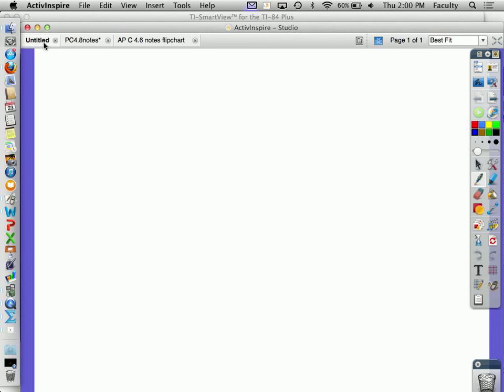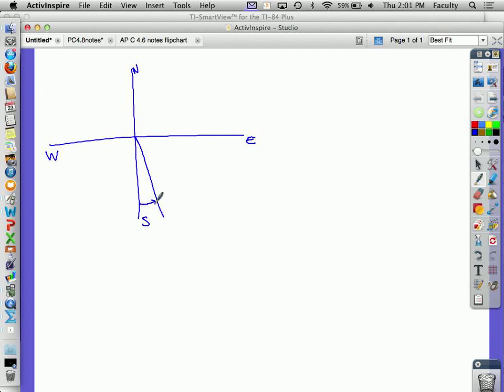So let's try to draw a picture of what's going on. So you're going to have your north, south, your east, and your west. So first of all, let's draw south 1.4 degrees east. So this is actually not very big, but it's from the south rotating 1.4 degrees east. Okay? Does everybody understand how I drew that?